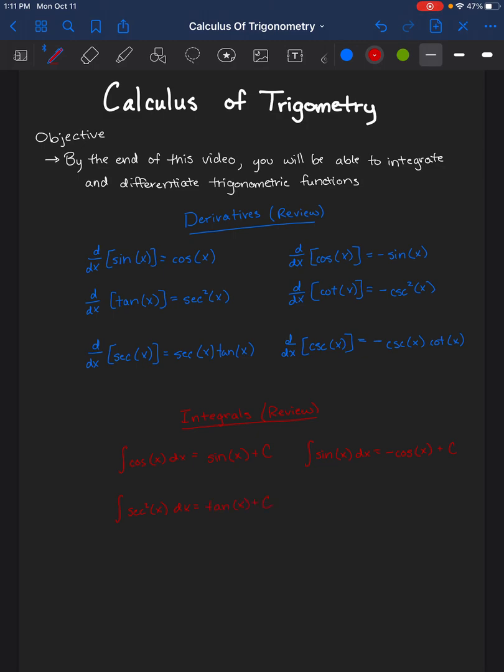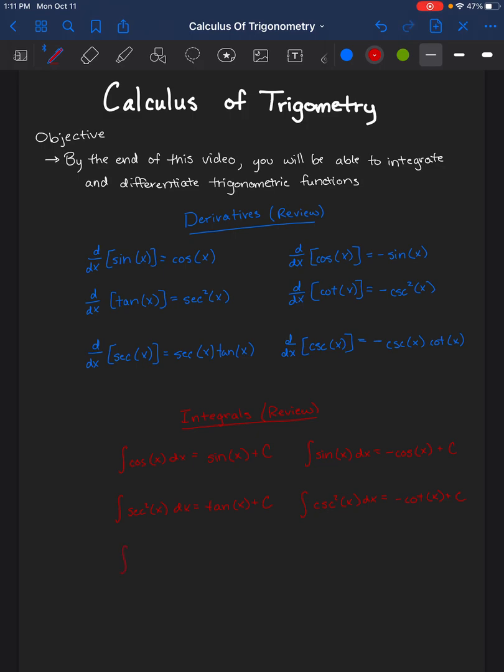plus c. Again, I'm just following the same logic. If that's my derivative, what's my original function? Three more. So the integral of cosecant squared x dx should lead us to negative cotangent x plus c. Again, notice my answer has a co in it, so we're switching from positive to negative or negative to positive.